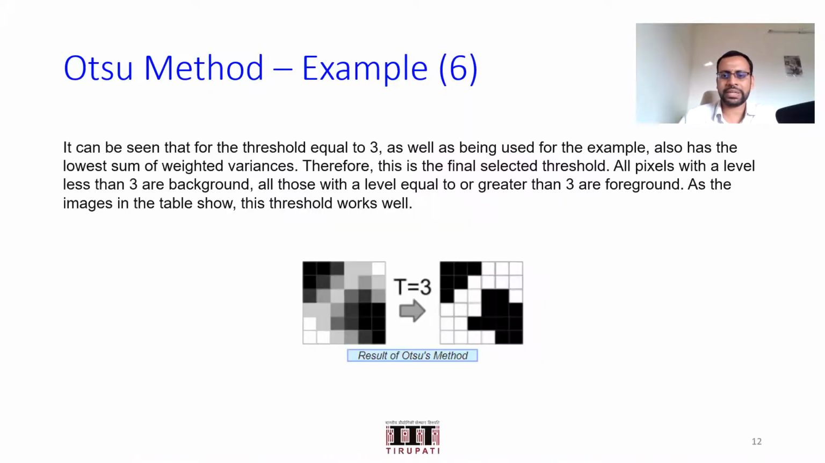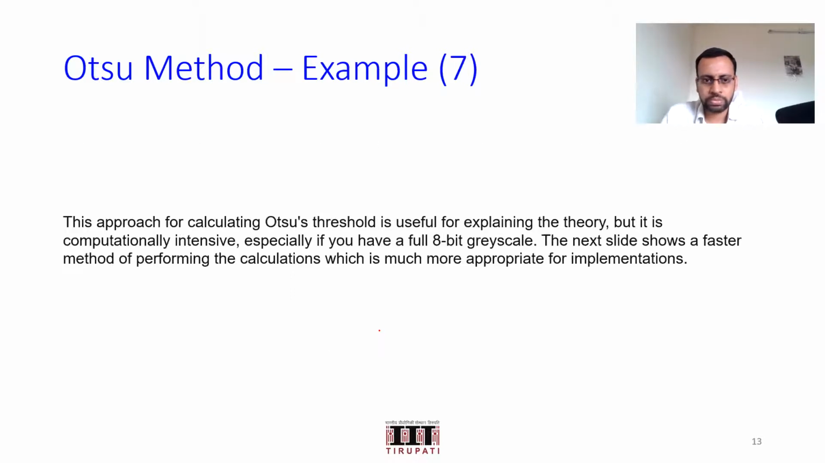If you look at the result, it has given you something like this. This dark part has come, similarly something like this has come here, and of course this whole block has come here. This seems to be a better representation that you are getting with the Otsu method. That's the best that Otsu can do.